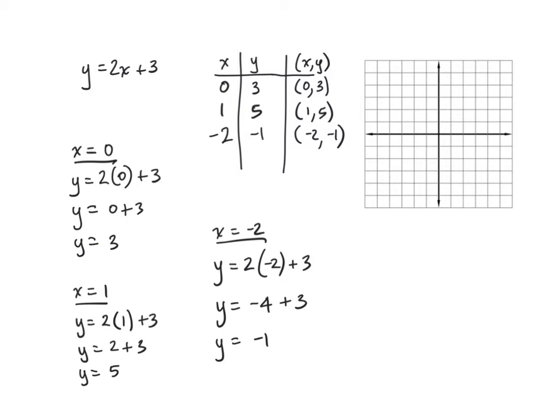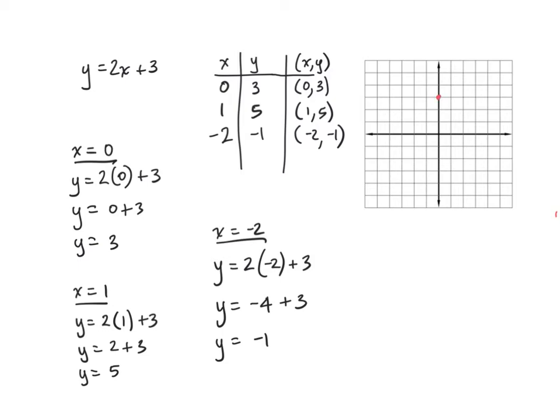Okay, so I've added a couple more points. I calculated when x is 1. Down here, I got that y is equal to 5, and then here's my ordered pair 1, 5. And when x is equal to negative 2, down here, I got that y is equal to negative 1. So we've got the ordered pair negative 2, negative 1 from that. So let's graph those. We'll put them in red. So we've got 0, 3. So that's going to be here.